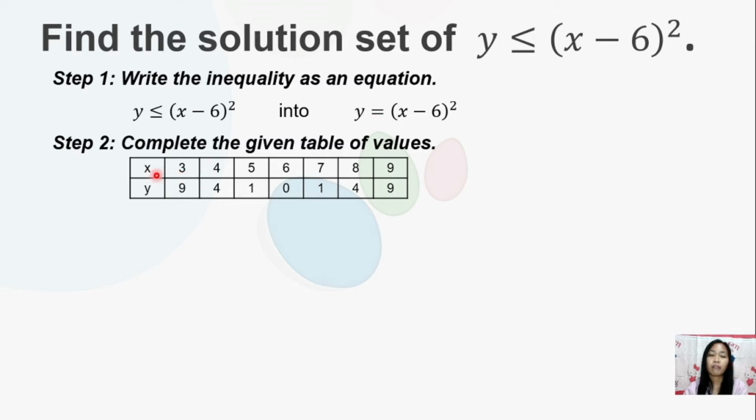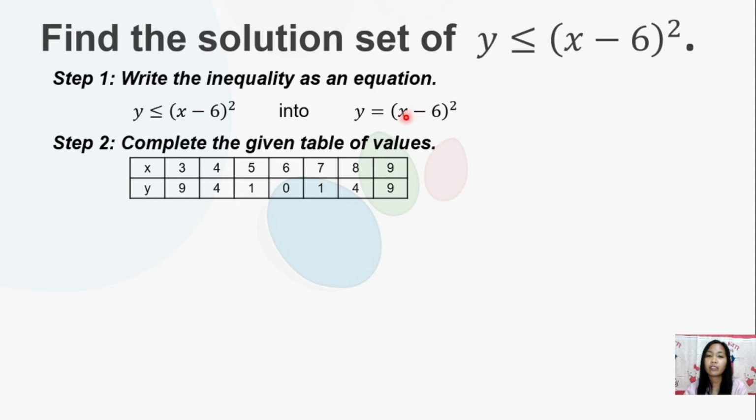Okay? So if x is 3, our y value is 9. Why? Because 3 minus 6 is negative 3. Negative 3 squared is positive 9. If x is 4, we replace 4 as x. So x minus 6 is negative 2. Negative 2 squared is 4. If x is 5, so we have 5 minus 6, that is negative 1. Negative 1 squared is 1. If x is 6, so 6 minus 6 is 0. 0 squared is 0, so y is 0.